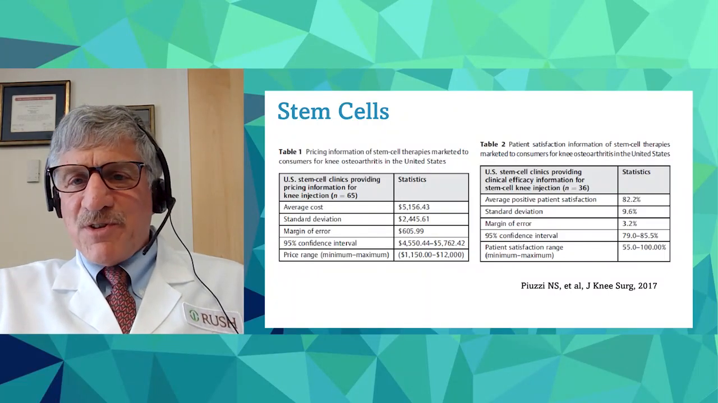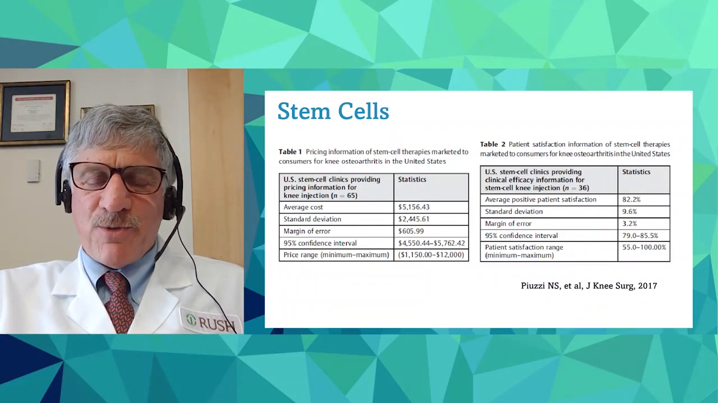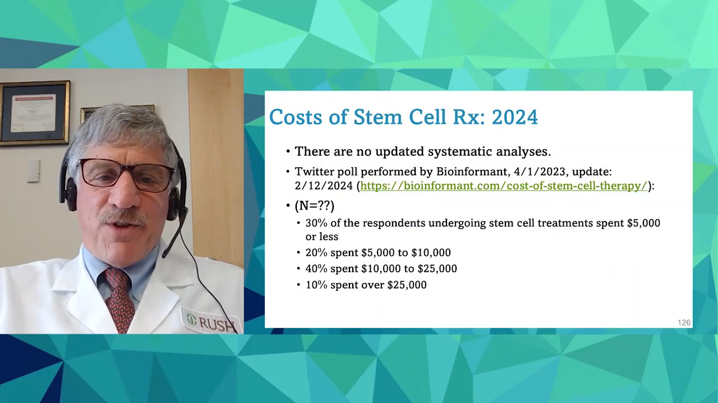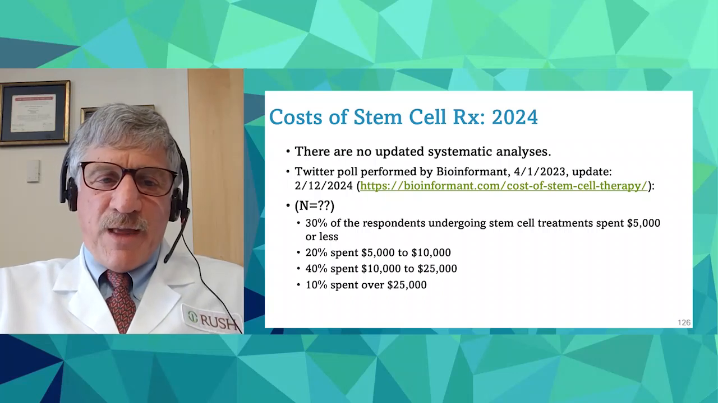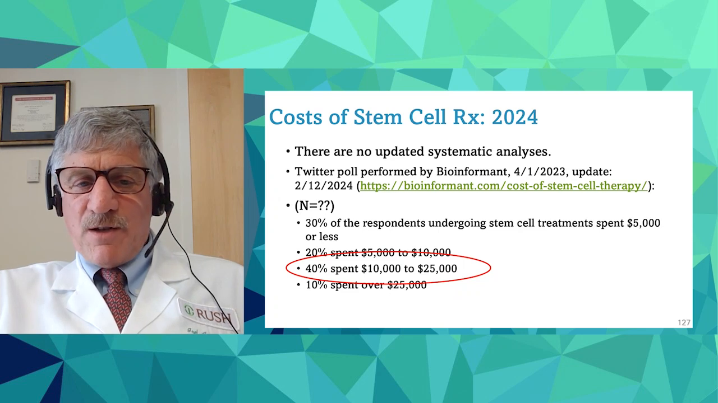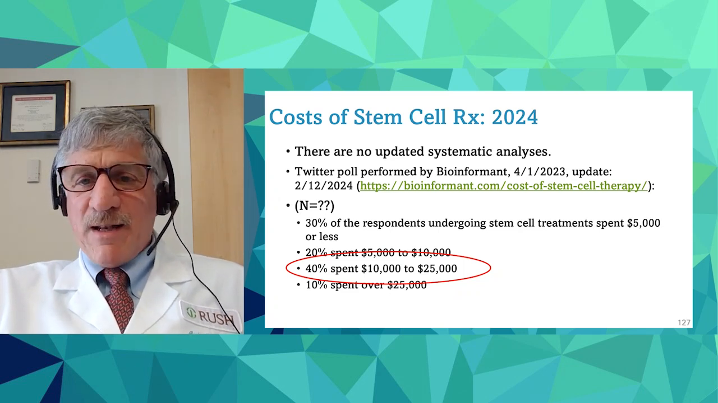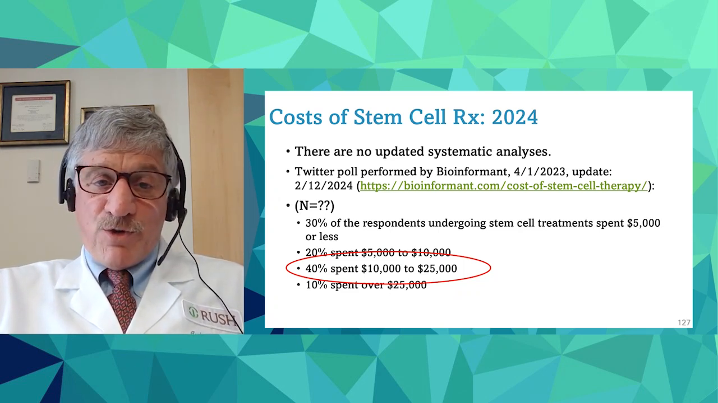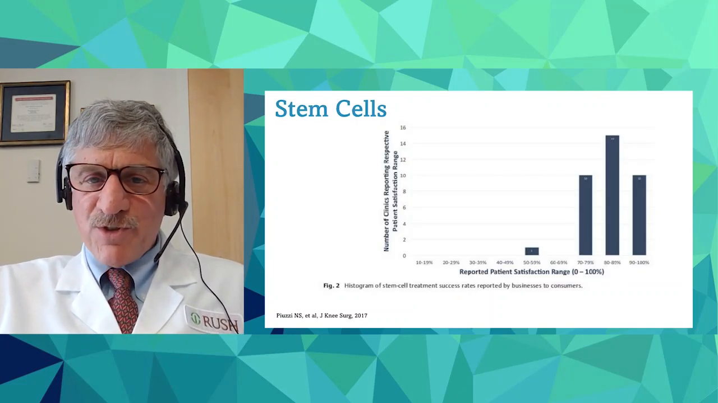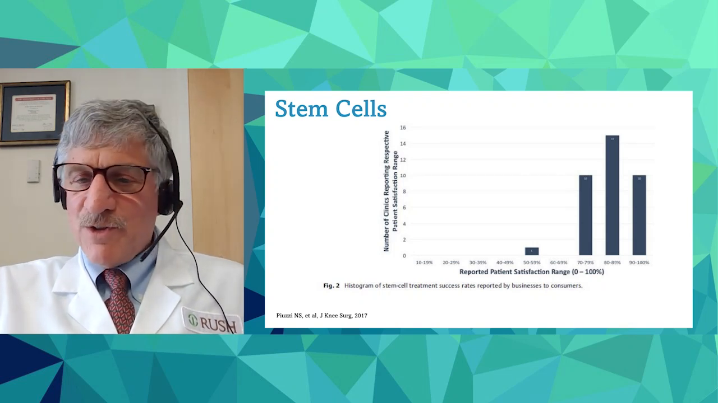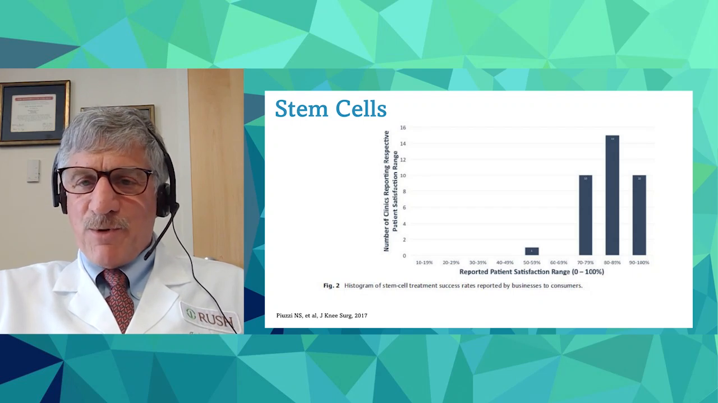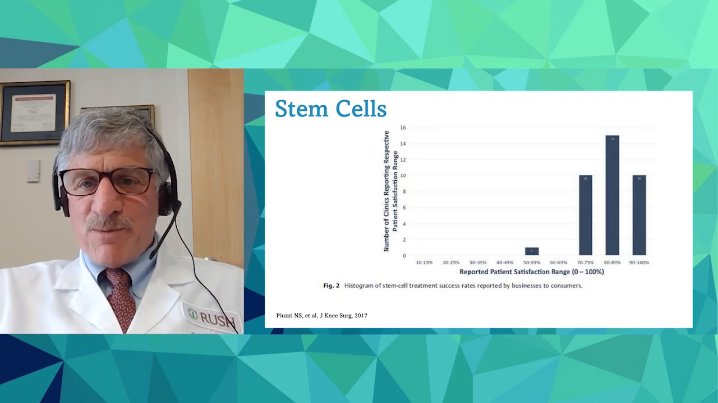I looked for more recent data because of inflation, and I couldn't find a good systematic analysis of how much our patients are paying for their stem cells, but I did see that there was a Twitter poll this last year, and in that poll, 40% of the patients said that they spent between $10,000 and $25,000 of their own money to get their stem cell injection. Now, the interesting part is that people say they get huge amounts of relief from these injections. Almost everybody who gets the injection feels that they get relief. How can that be when I just told you that it's no better than a placebo when we look at it systematically? Well, remember, placebo is effective.